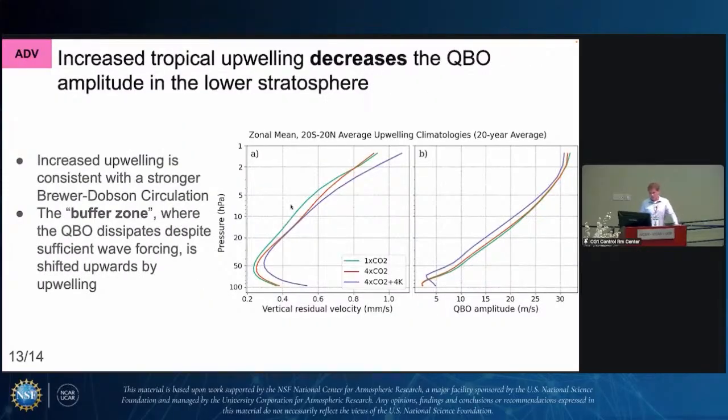And then I also mentioned that we have a decrease in the QBO amplitude. You can see that on the right here, especially in the lower stratosphere. And so this is associated with increase in tropical upwelling as shown in this left panel here. And this is a well-documented result of increased tropical upwelling that we also see in comprehensive climate models. And essentially the buffer zone, which is where the QBO dissipates despite sufficient wave forcing, the depth of that region is really controlled by the strength of the tropical upwelling. Since we have stronger upwelling here, that zone expands and we see a decrease in QBO amplitude.